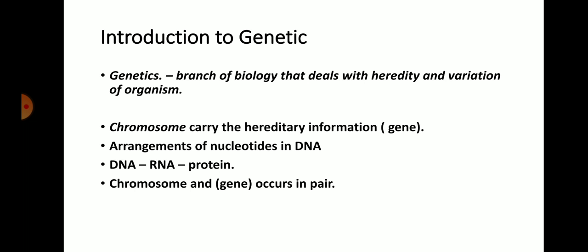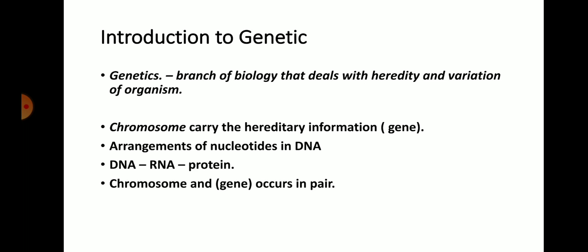So basically, what is meant by genetics? Genetics is a branch of biology which deals with the heredity and variation of organisms. But what is meant by heredity? Heredity means the transmission of characters from one generation to another generation. So these characters are transmitted through parents to offspring. And variation means, in the same species, the differences they carry among them, which is called variation.